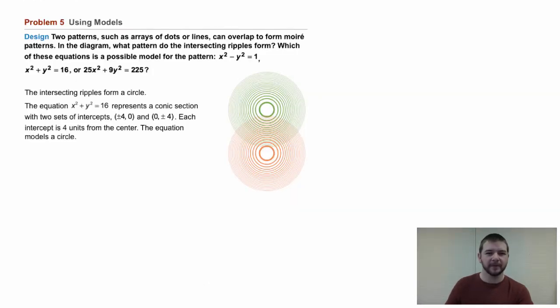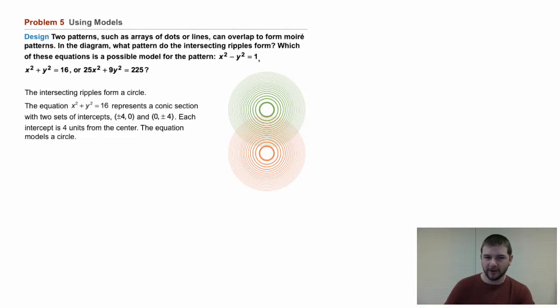Example problem 5. Using models. Two patterns, such as arrays of dots or lines, can overlap to form moire patterns. In the diagram, what pattern do intersecting ripples form? Which of these equations is a possible model for the pattern? x squared minus y squared equals 1, x squared plus y squared equals 16, or 25x squared plus 9y squared equals 225.